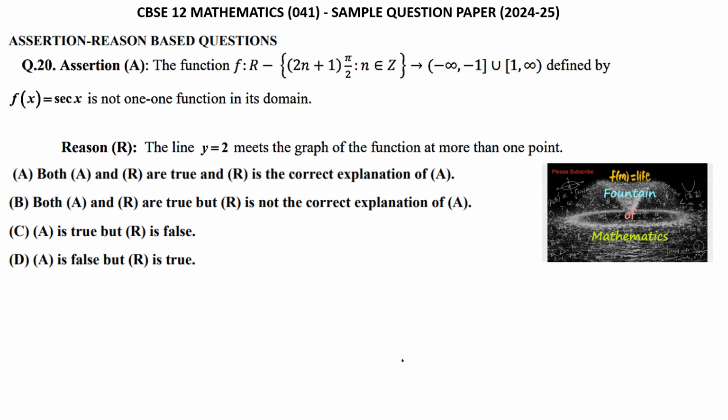Given assertion: the function f from R minus odd multiples of pi by 2 to minus infinity to minus 1 union 1 to infinity, defined by f of x is equal to secant x, is not one to one function in its domain. Let us look at the secant x graph.